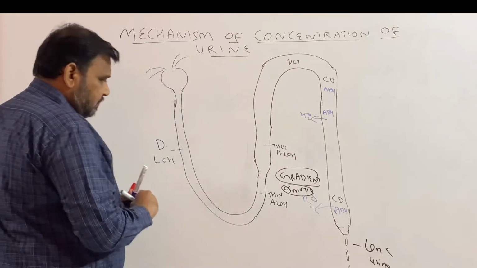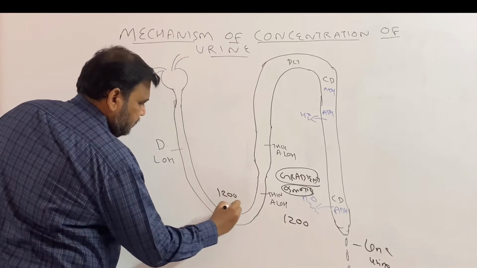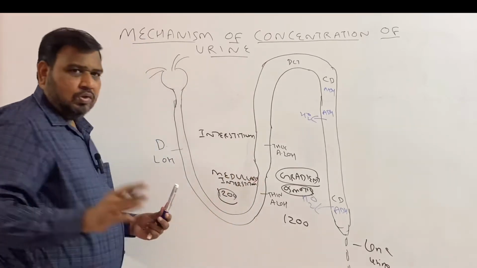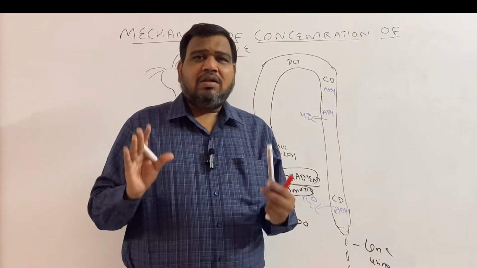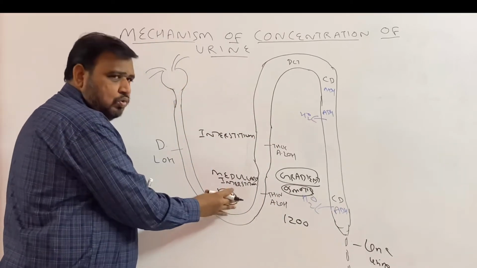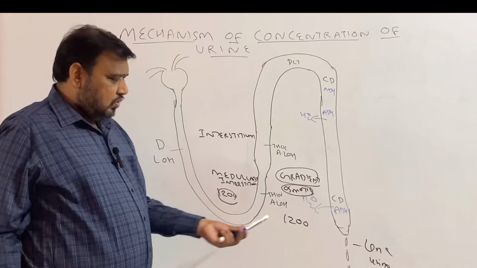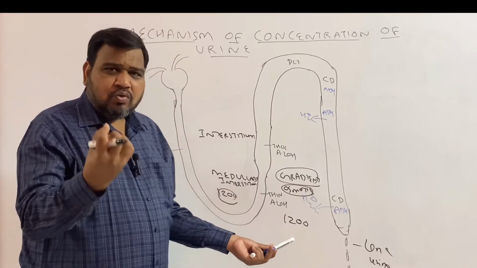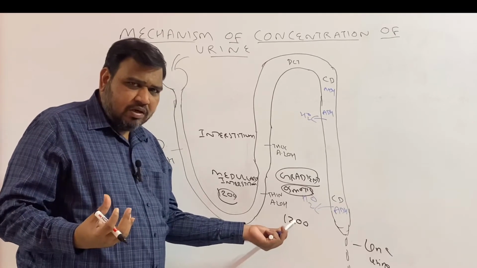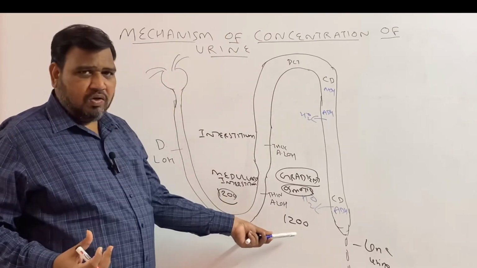So for example, imagine 1200. This is the interstitium, the medullary interstitium. If there is hyperosmolarity, we call that a hyperosmolar medullary interstitium, that is 1200 milliosmoles. Here also, this is the medullary interstitium. Now imagine there is 1200 milliosmoles, or hyperosmolar, in this interstitium in the medulla. This part is cortex, this part is medulla.